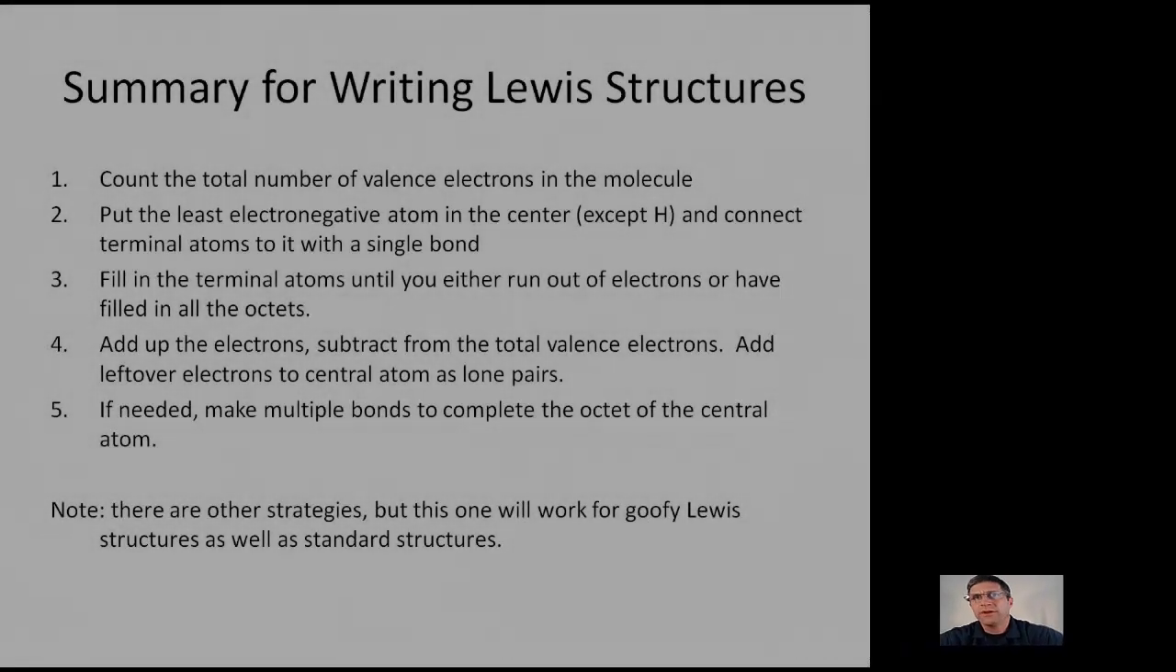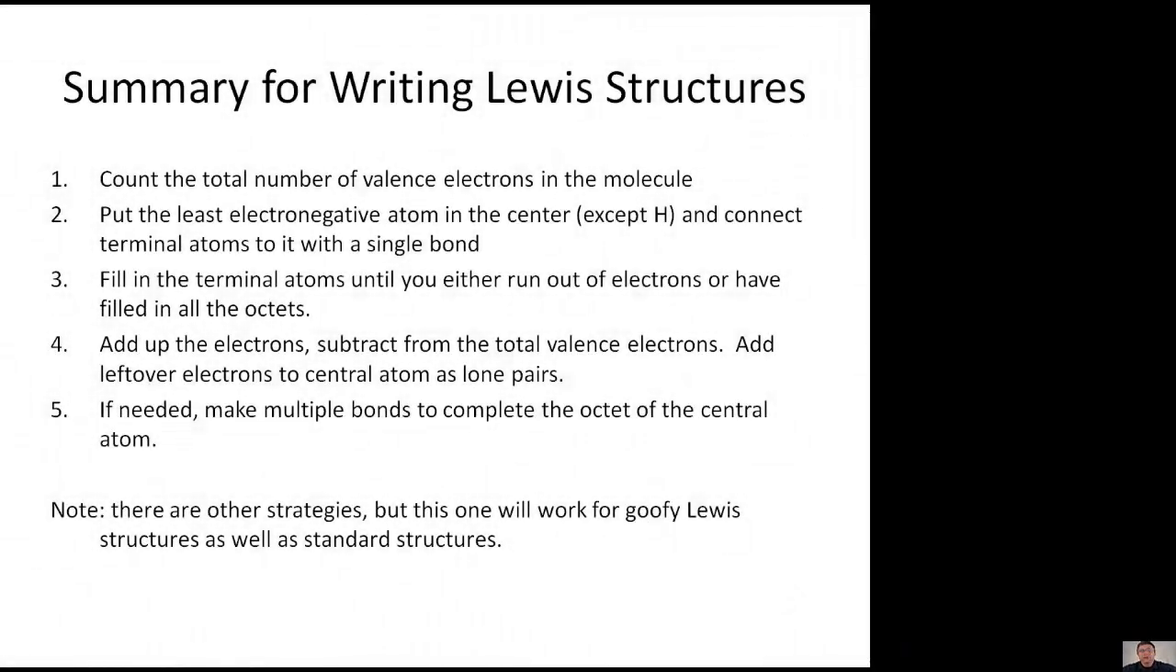Okay, the summary. So we count up the whole number of valence electrons. We put the least electronegative atom in the center, except for hydrogen. Never have hydrogen in the center. Fill up the terminal atoms until you run out of electrons, add up the electrons, see how many are left, add them onto the central atom, and lastly, if needed, you make multiple bonds. At the end, thought is still required.